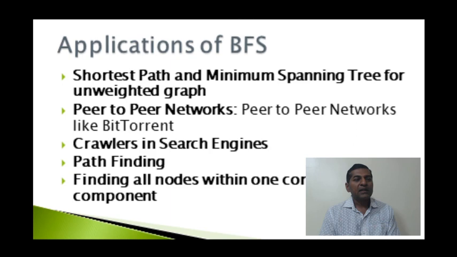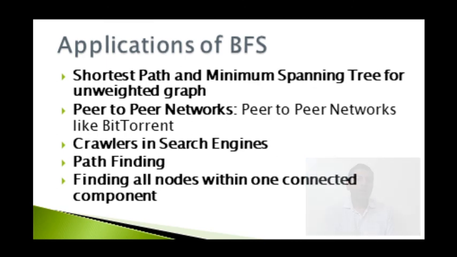The shortest path and minimum spanning tree. There are a few applications of breadth first search. It is used in finding shortest paths or minimum spanning trees in unweighted graphs. Peer-to-peer network implementation like BitTorrent is also possible using the breadth first search algorithm. We have many more applications, a few of which are explained here: crawlers in search engines, pathfinding algorithms, and finding all nodes within one connected component.